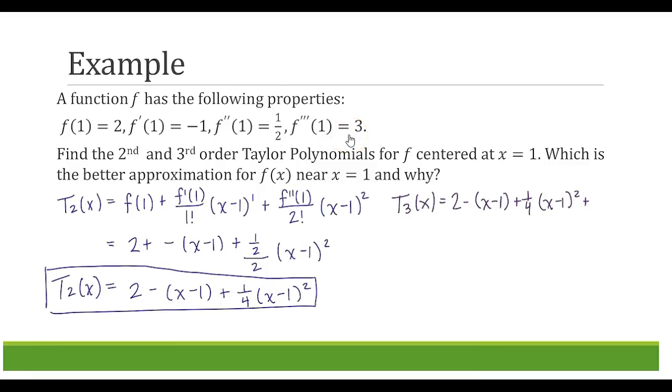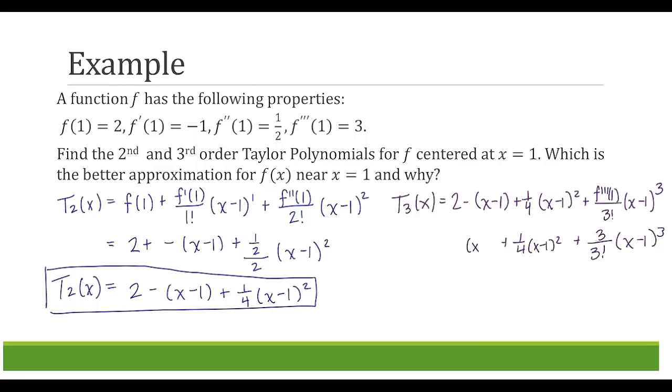So the third derivative, f triple prime of 1 over 3 factorial times x minus 1 to the third power. I'm writing it generically first, but now I need to substitute in this value, which was just 3. So this term is 3 over 3 factorial times x minus 1 to the third, and then I continue with all the remaining pieces.